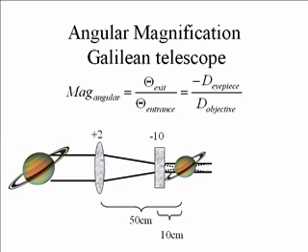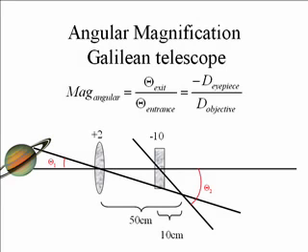Yes, and that's a picture of Saturn there. And as I said, the image is upright in a Galilean telescope. Once more, we have the entry angle and exit angle. And again, the formula is just about the same thing. It's the negative of the dioptric power of the eyepiece over the dioptric power of the objective.